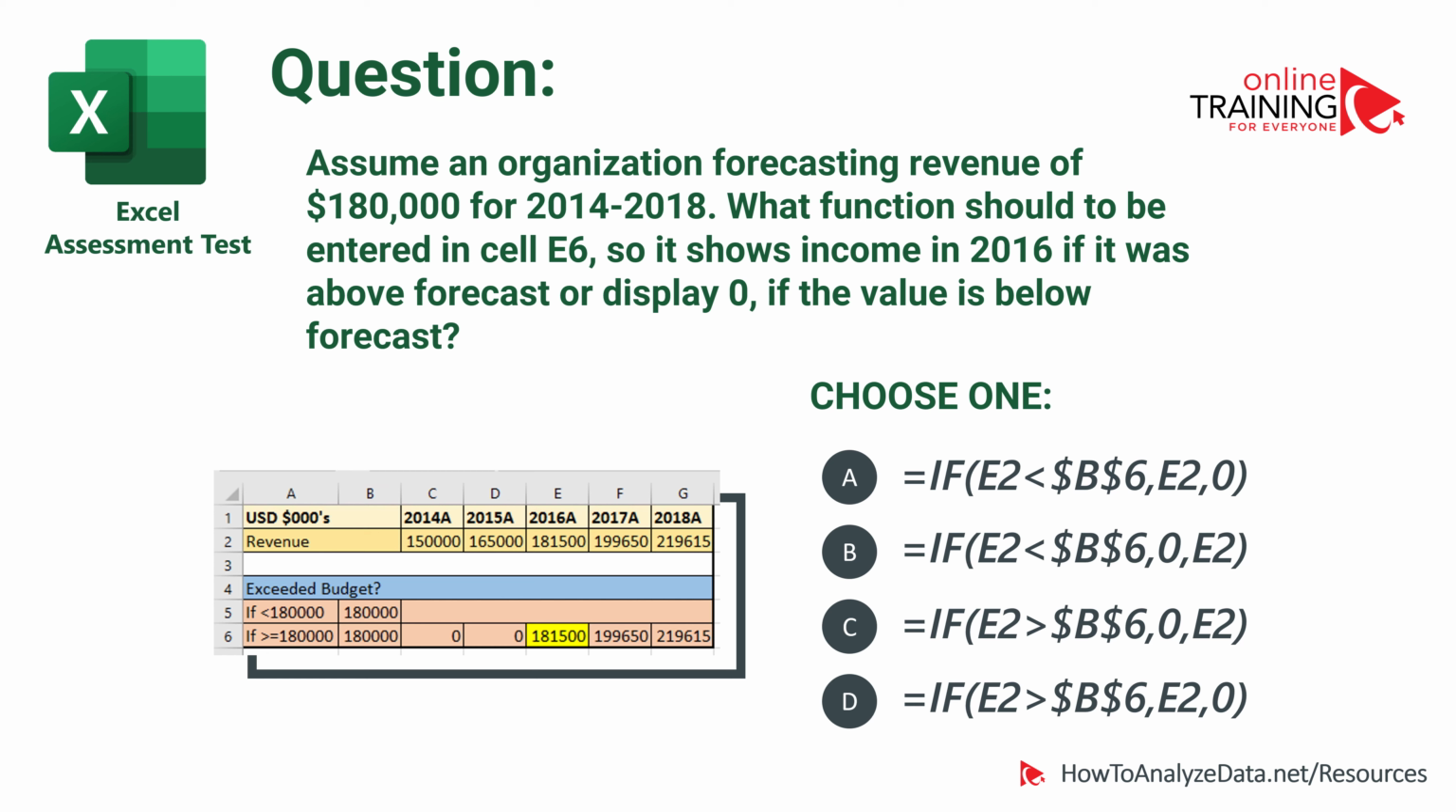Assume an organization forecasting revenue of $180,000 for the period of 2014 through 2018. Which function should be entered in the cell E6 so it shows income in 2016 if it was above forecast, or displays 0 if the value is below forecast? And you have choices, 4 choices in fact, A, B, C, and D, and all involve IF formula. Which one do you think is right?